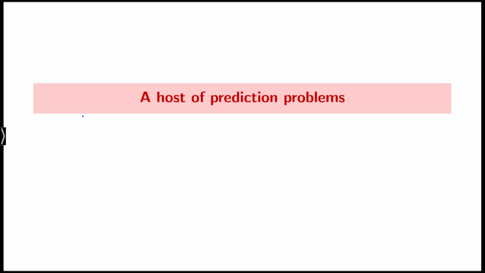Our very first concrete machine learning problem was classifying handwritten digits. This is an example of a prediction problem. What I want to do today is to take a step back and to talk about prediction problems in a slightly more general and abstract way.